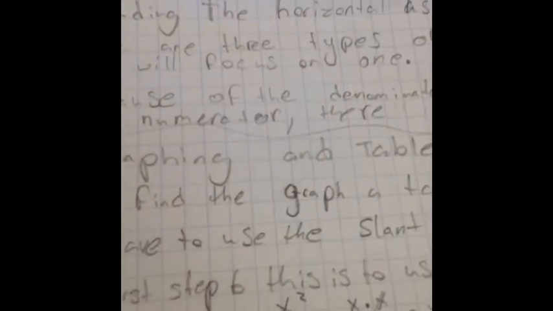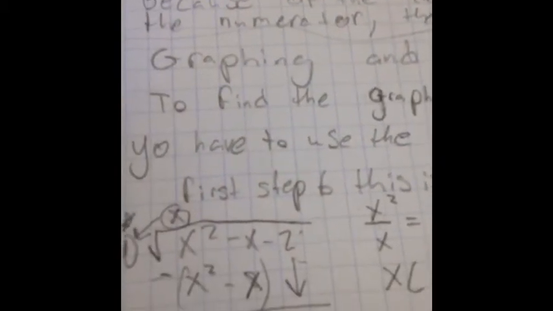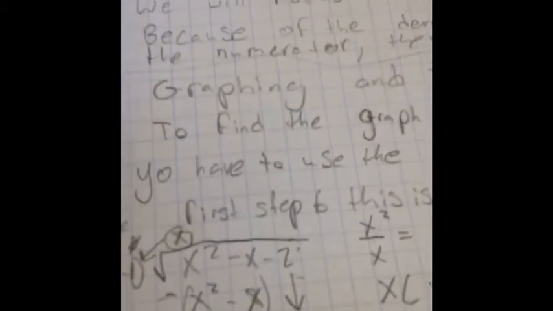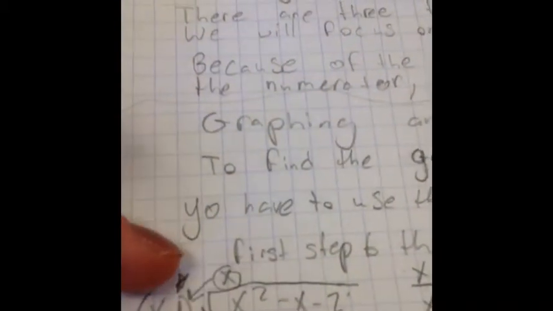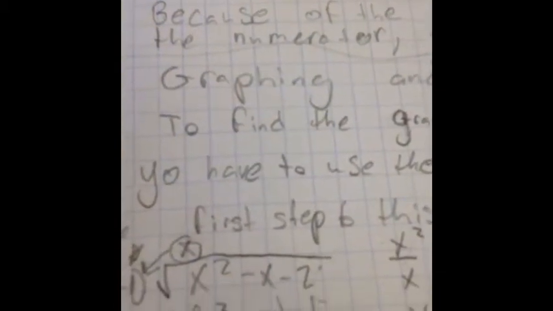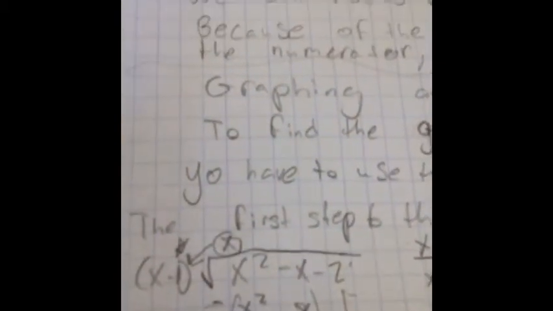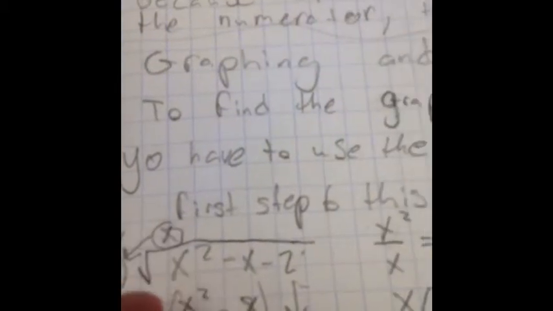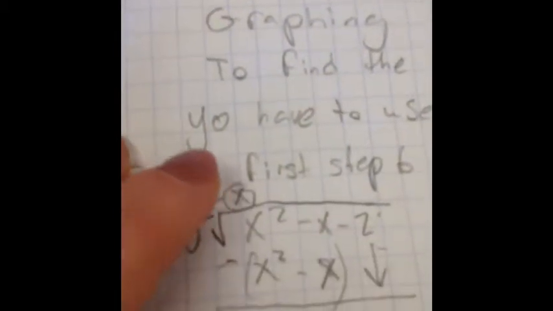To find the graph and table of the whole equation, you have to use the slant equation. Slants are difficult to solve, but the first step is you need to put your denominator on the outside of a long division symbol. So basically we're just long dividing. And technically what we do is we first look at the x squared. We see how many times x goes into x squared, and that equals x. So put x up here, right?